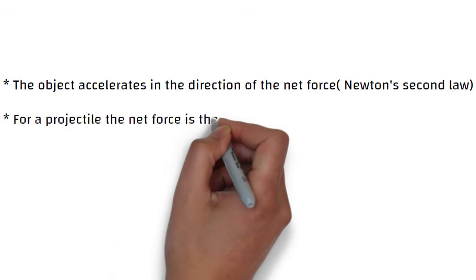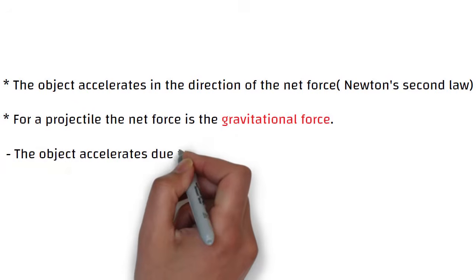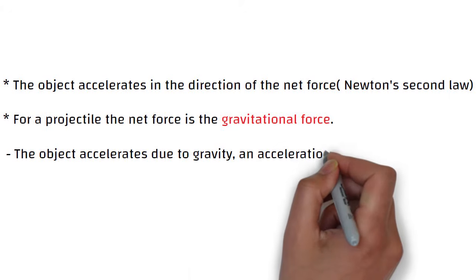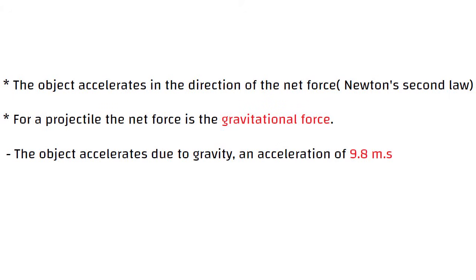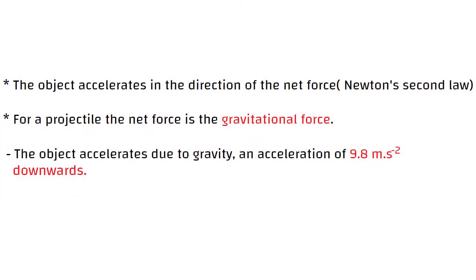our projectile, since its net force is FG because FG is the only force acting, means the object will accelerate due to gravity. So the projectile accelerates downwards all the time. Even if our projectile is going upwards, we say it accelerates downwards because the object accelerates in the direction of the net force, and our net force in this case is FG only, because FG is the only force acting.